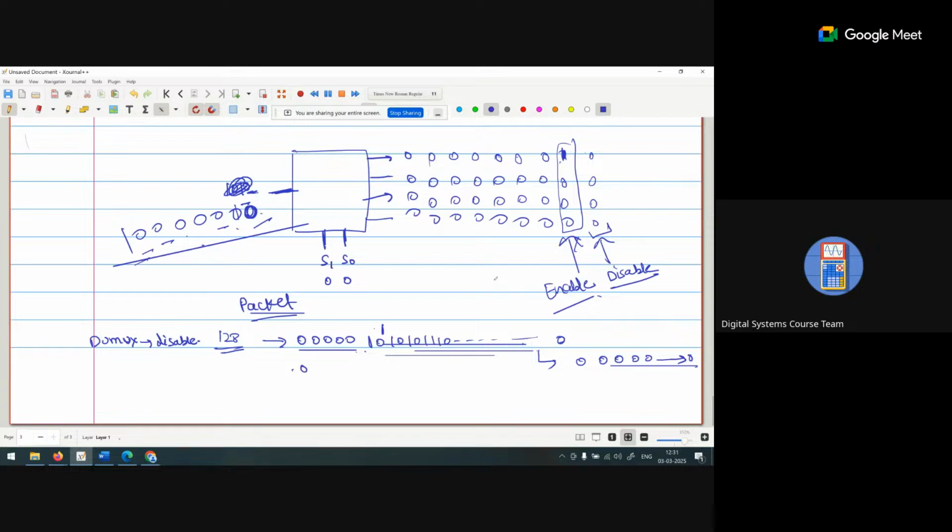And if on the basis of this one we are getting exactly the same data, we are saying that my demux is enabled.